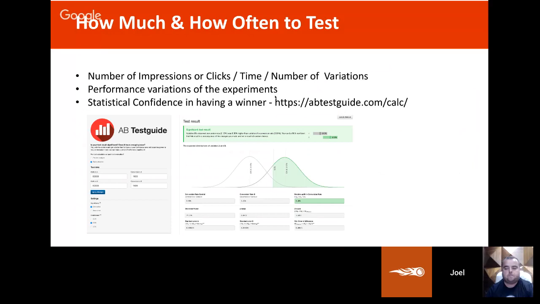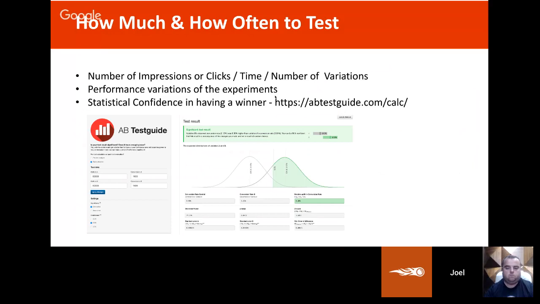Now, that is something to do when you're not able to look at the numbers yourself and really figure it out. Really, the number of impressions over time, over the number of variations that you're testing, is the primary factor that determines how often you should test. But there is another one, and that is the performance of the variations of the experiments.